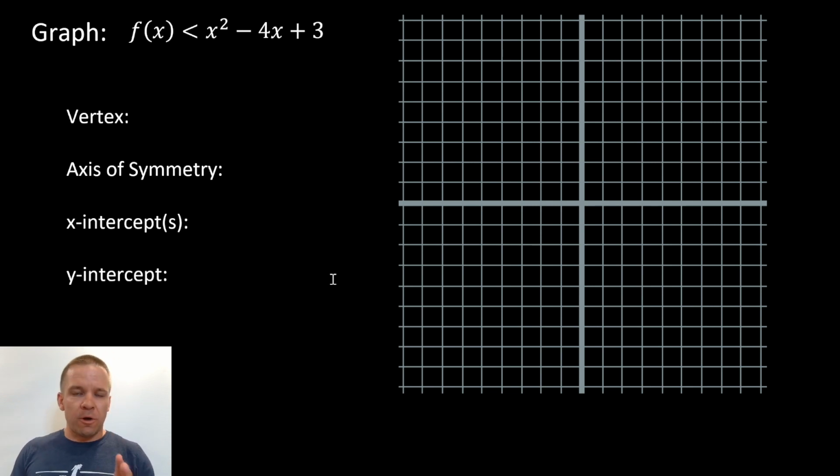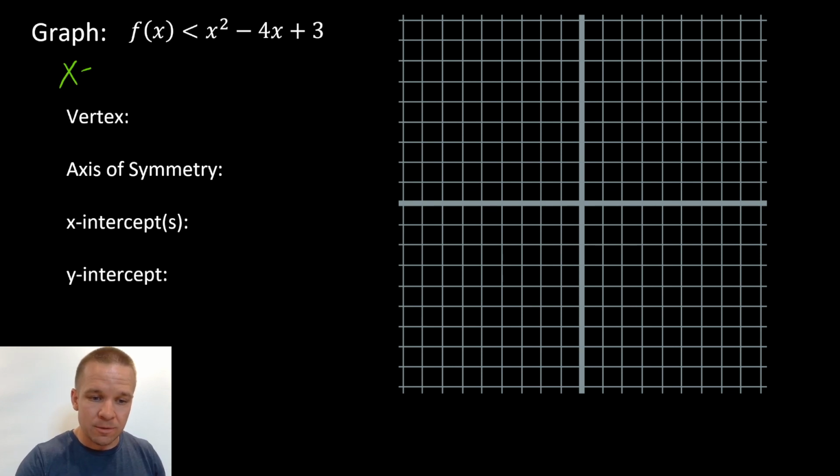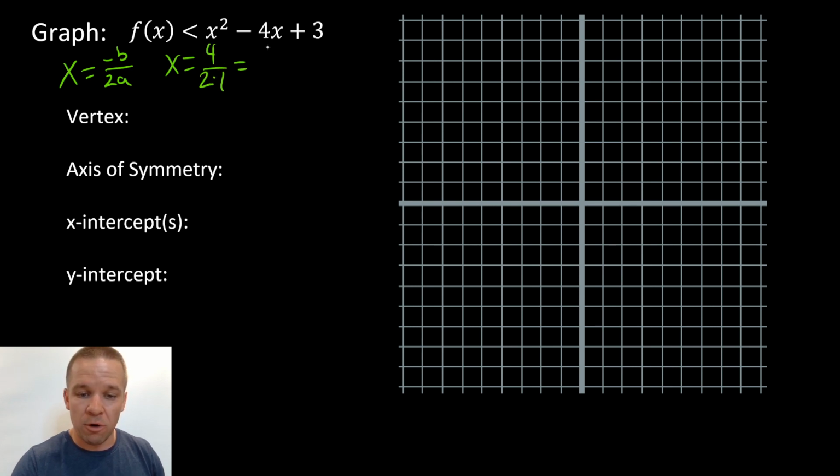So, first things first, we graph these the exact same as we normally would graph a quadratic equation. So, I need to find my vertex first, right? Well, I can use x equals the opposite of b divided by 2a, that little formula, to figure that out. So I'm going to have x equals, the opposite of b would be positive 4 divided by 2 times 1. So that's going to be 4 divided by 2, which is 2. That's going to be my x coordinate of my vertex.